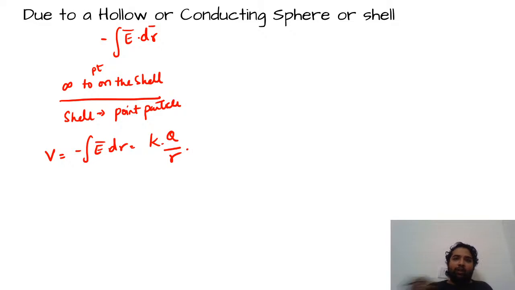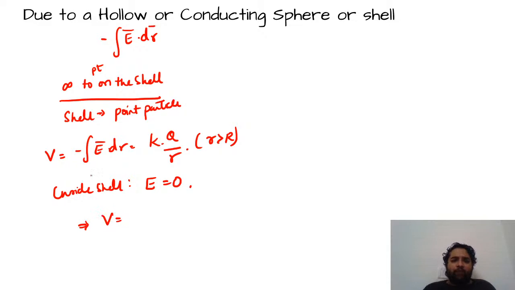Integration of field dot dr is equal to KQ by R. By logic, you know how to find this. It is only KQ by R. So for a point particle, you can solve this till the point reaches the shell, till r is greater than R. The moment it reaches the shell, the moment it gets inside the shell, field will be equal to 0. Right, inside the shell field will be equal to 0.